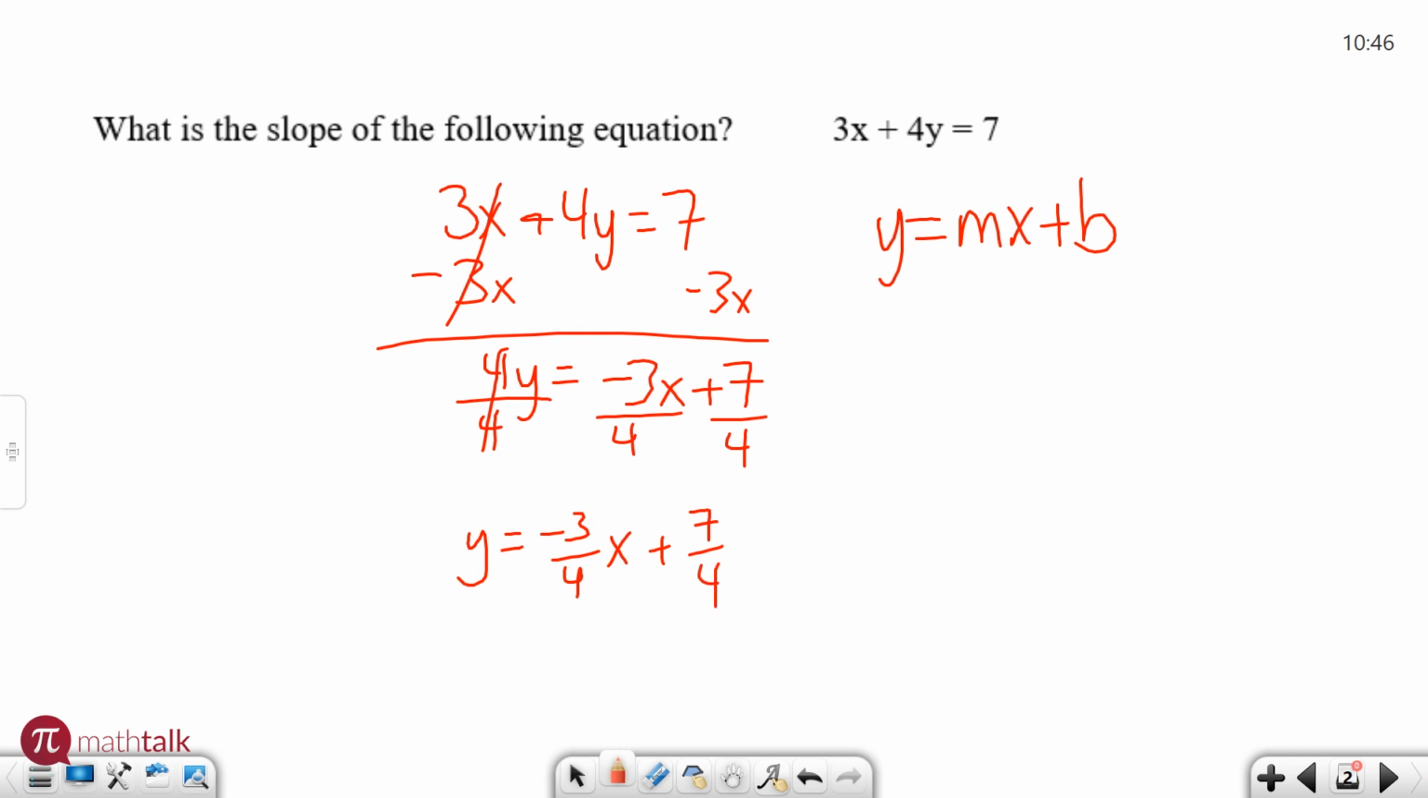So I have it in slope-intercept form, y equals mx plus b. I just need to know what m is, which is the number in front of x. In this case, negative 3/4. So the slope of this equation is negative 3/4. It should go down because it's negative, so just keep that in mind. If you had to look at a picture or a graph, it should be a slope that goes down like this because it's negative. All right, let's look at one more example.